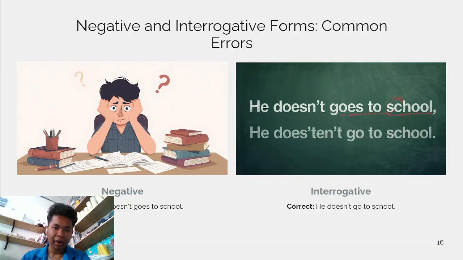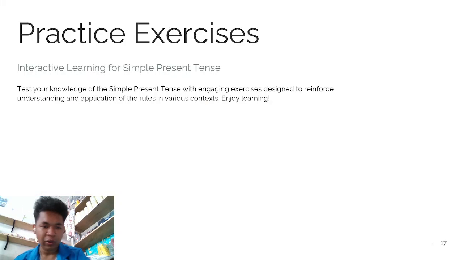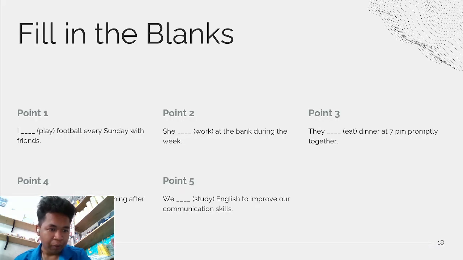This is an example. Now, the common errors of the simple present in negative and interrogative forms. In the incorrect form, like 'he doesn't go to school,' that is the negative form. For the interrogative form, 'he doesn't go to school,' that is correct.